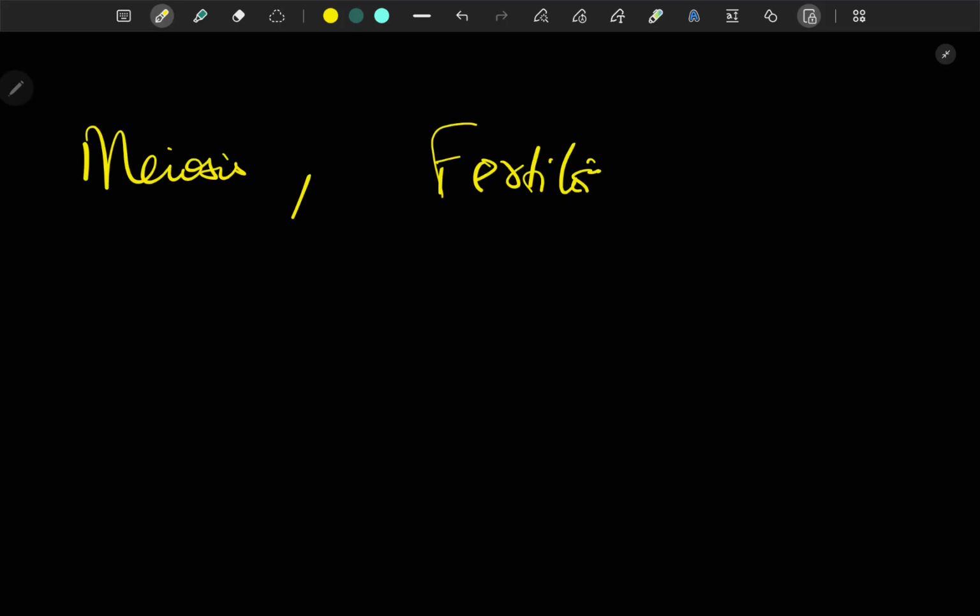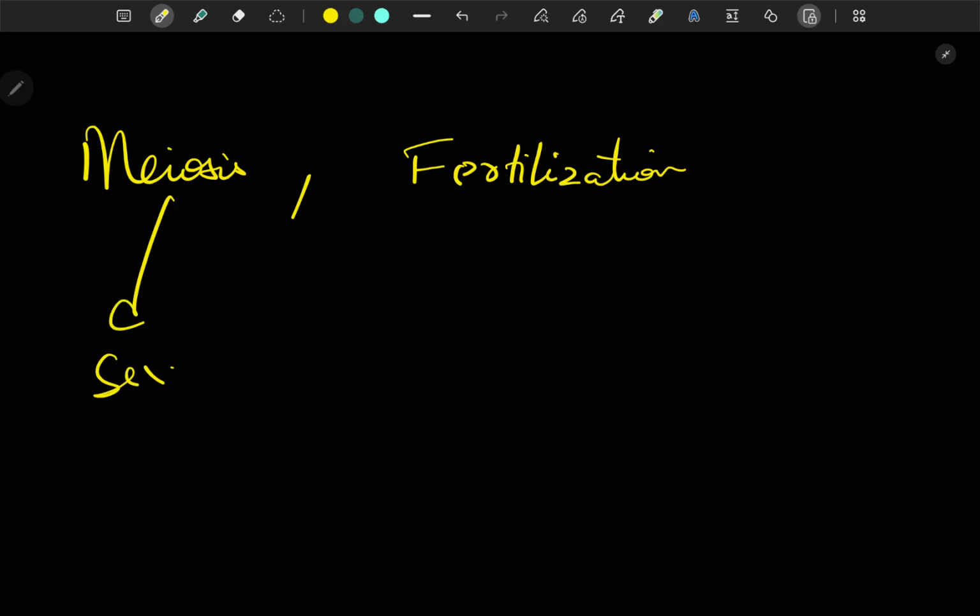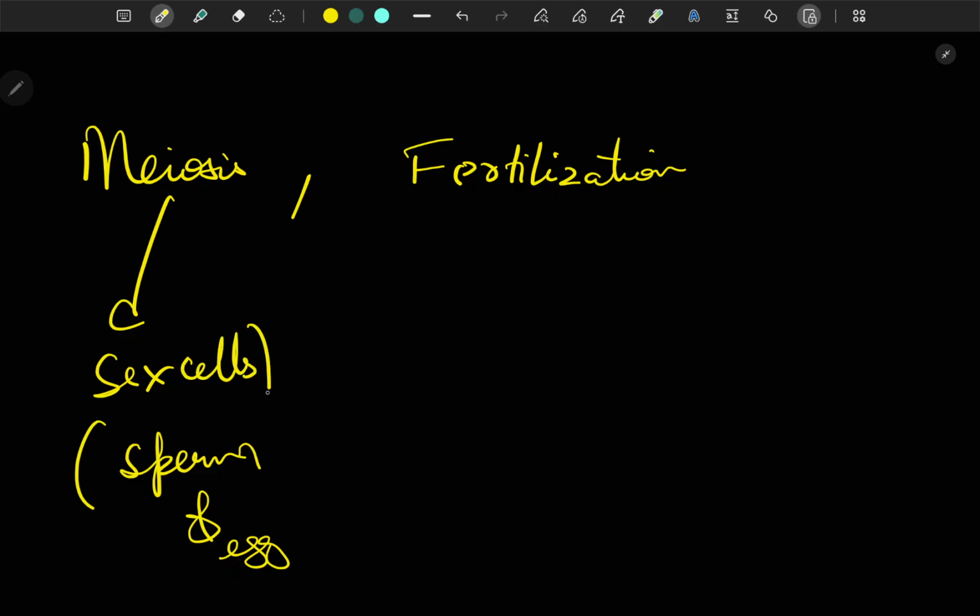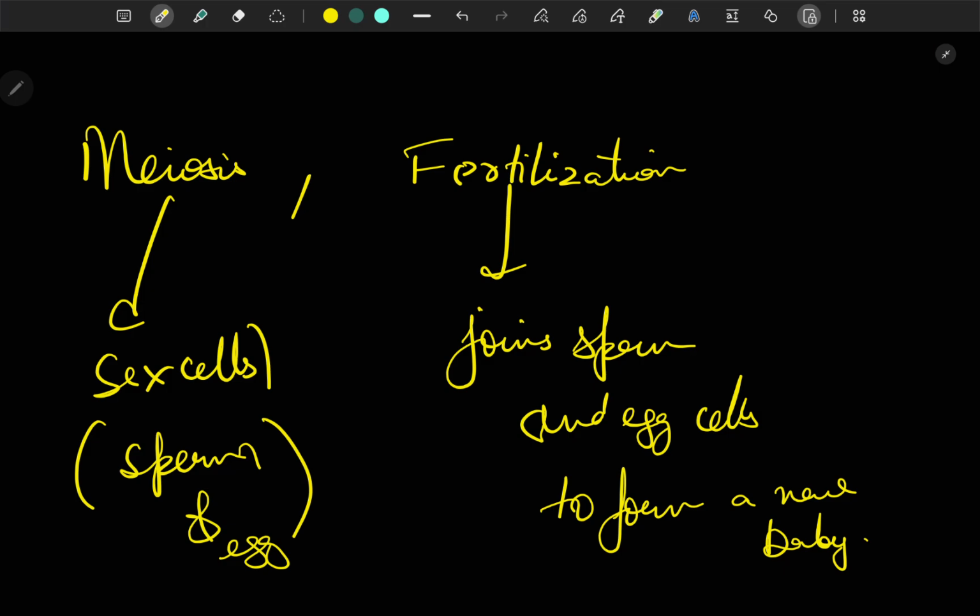In sexually reproducing organisms like humans, the life cycle depends on two key processes. The first is meiosis, the other is fertilization. I've told you earlier also. What does meiosis do? It makes the sex cells, which are sperm and egg. What does fertilization do? It joins sperm and egg cells to form a new baby. So that's a general recap.